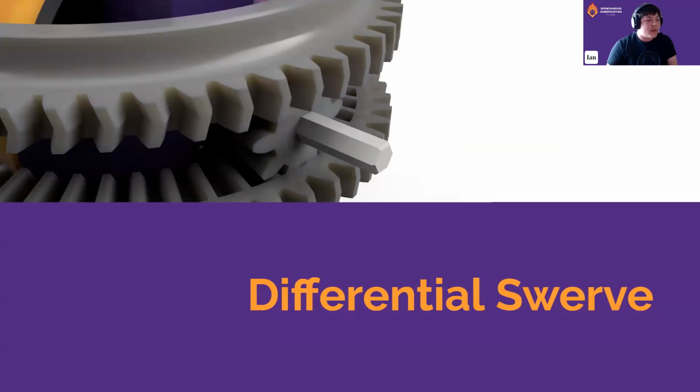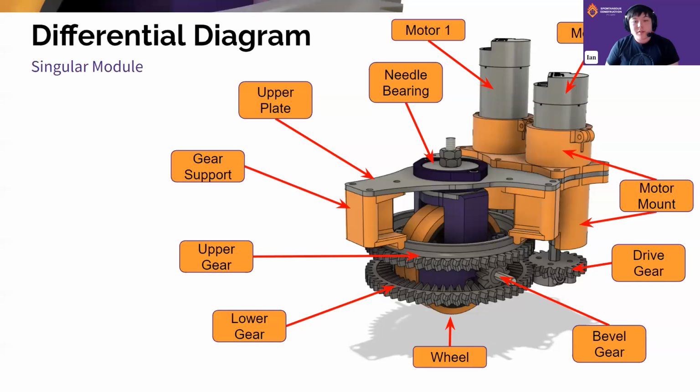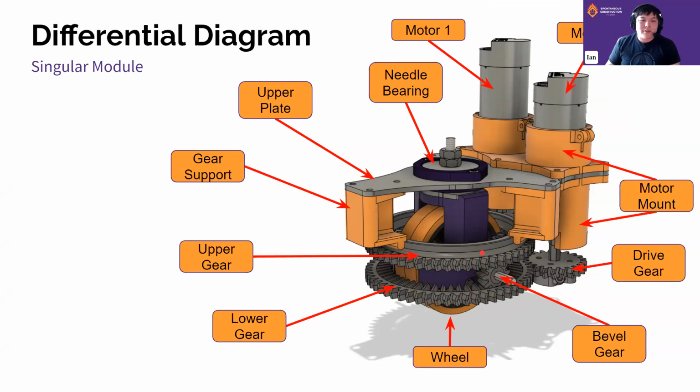Now let's move into talking about differential swerve. In this section, we're going to be referencing our own swerve a lot. So here's a diagram of one of our swerve modules. In it, we have two motors which power an upper and lower set of gears. These gears connect directly to a gear which we call the bevel gear, which connects directly to the wheel in the middle of the pod. The upper gear has a ring of supports around it to make sure it doesn't wobble side to side. These supports are connected to an upper plate.